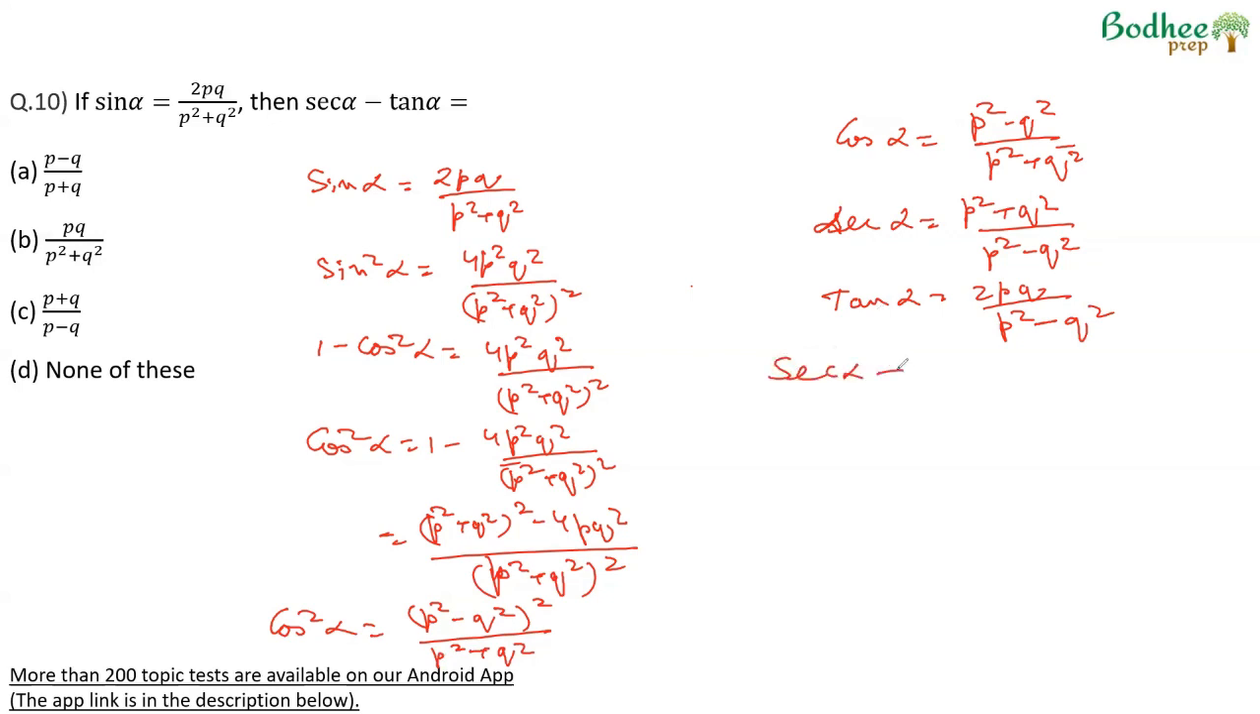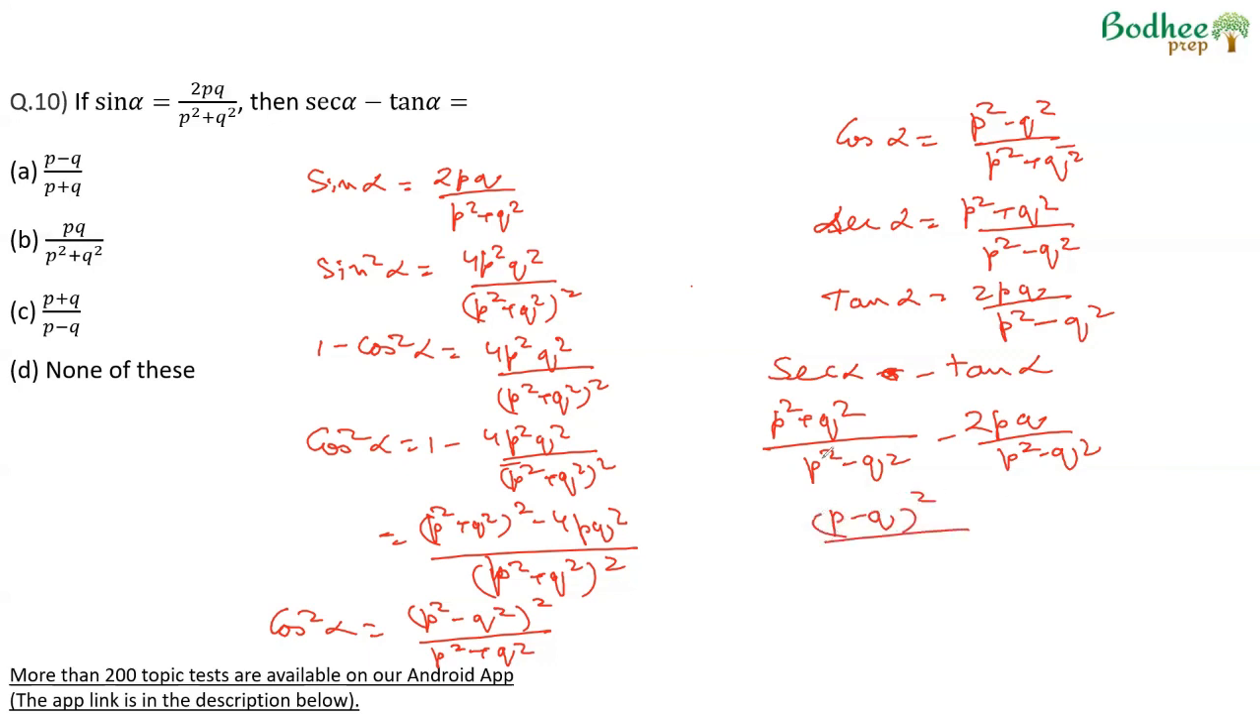Therefore, sec alpha minus tan alpha will be equal to p square plus q square upon p square minus q square minus 2pq upon p square minus q square. P square plus q square minus 2pq becomes p minus q whole square. In the denominator, we have p square minus q square, which becomes p plus q into p minus q. P minus q gets cancelled, and therefore the required difference becomes p minus q upon p plus q. From the options, option A seems to be the best answer.